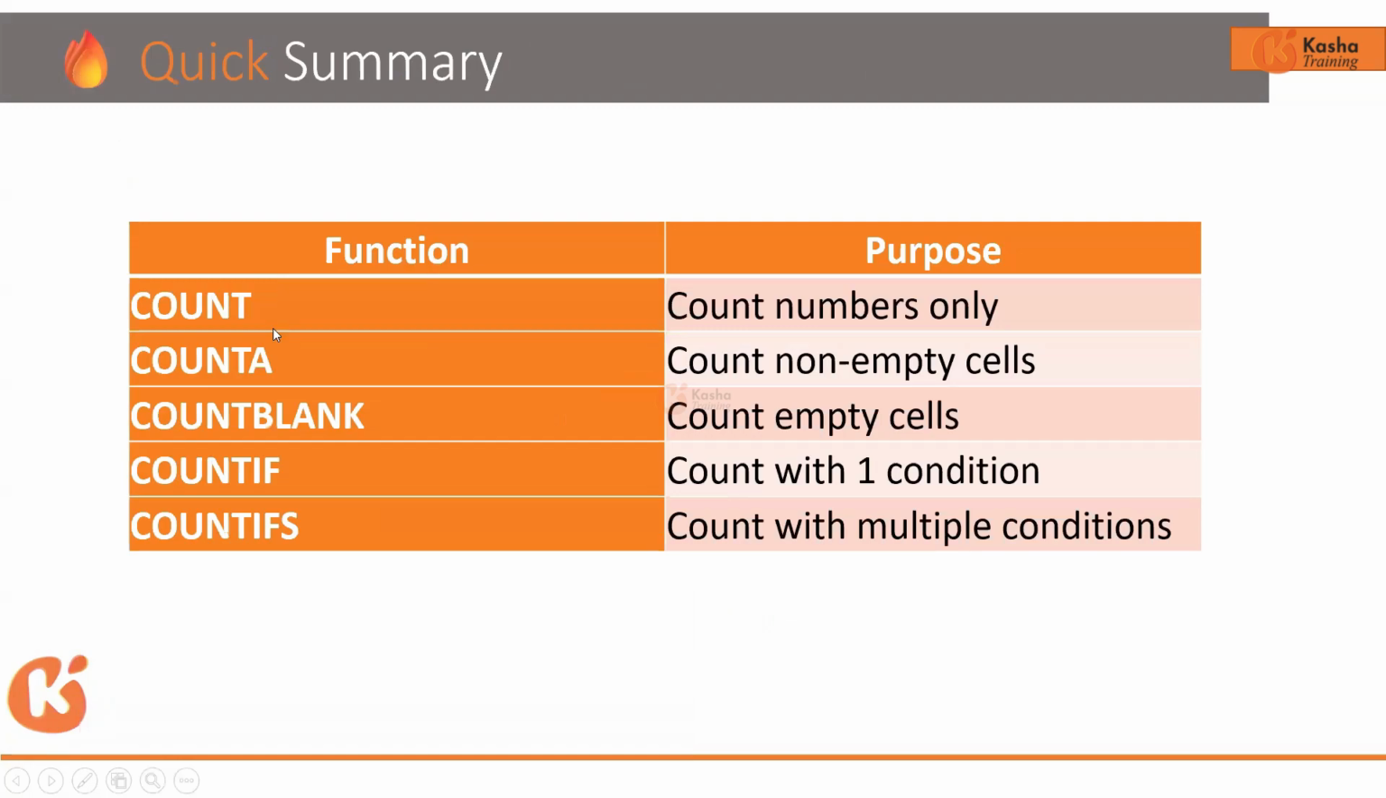So like this, you can use this in the quick summary. You can see COUNT counts only the numbers. COUNTA counts the non-empty cells, all the non-empty cells, and COUNTBLANK only counts the empty cells. COUNTIF counts with one condition, and COUNTIFS counts with multiple conditions.